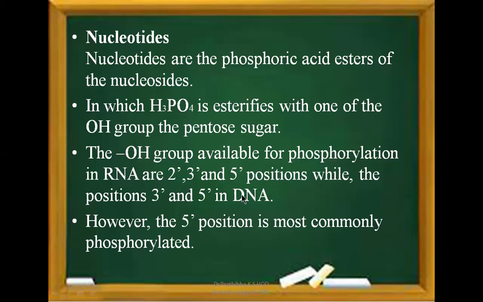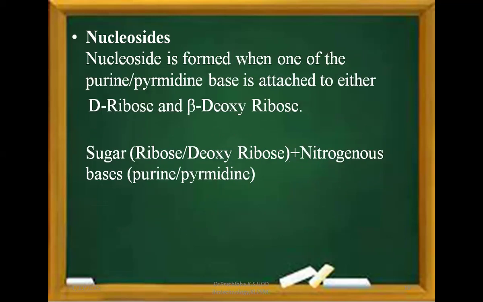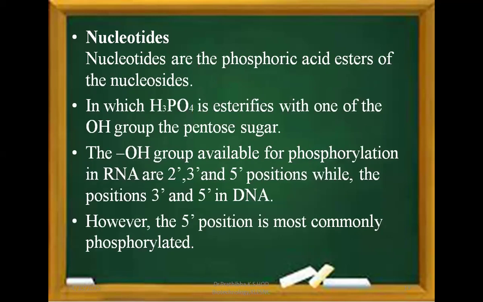Whereas in the DNA molecule, in the deoxyribose molecule, hydroxyl groups are there only at the 3' and the 5' carbon atoms. However, the 5' carbon atom position is the most commonly phosphorylated. So at the 5th carbon atom of the ribose and the deoxyribose, there will be esterification with the phosphoric acid group. So this is about the nucleotide. I hope I made myself clear to you about nucleosides and nucleotide.